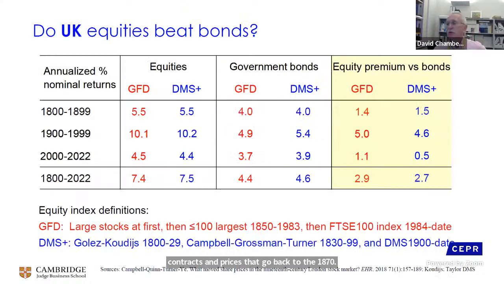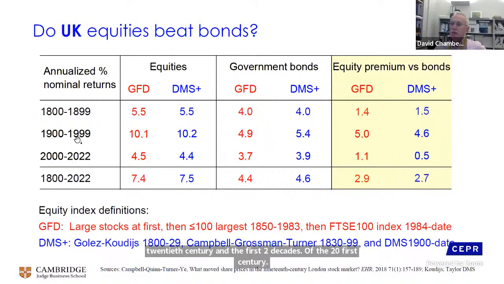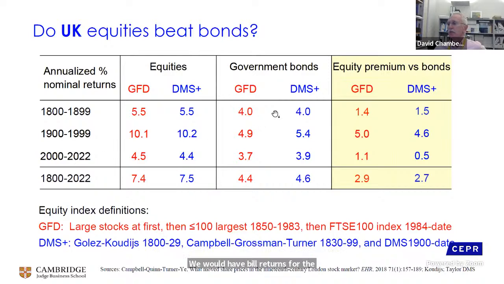Okay, so starting with equities and looking at equities versus bonds. We're comparing equities in the first column here with government bonds. We don't have bill returns. Of course, there are bill returns. We've got three periods here: the 19th century, the 20th century, and the first 2 decades of the 21st century. We would have bill returns for the 20th century and the 21st century, of course, but they're much less reliable going back into the 19th century. So we've chosen to compare equities with government bonds here.